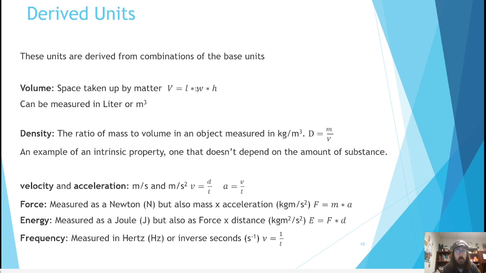Density. We don't often use density, but when we do, it's technically kilograms per meter cubed. Kilograms being the SI unit for mass, and meters cubed the SI unit for volume. From there, we can recognize the formula for density is mass over volume. Now, we'll often see this as grams per milliliter rather than kilograms per meter cubed, but technically it should be kilograms per meter cubed. Density, remember, is an example of an intrinsic property, one that doesn't depend upon the amount of the substance given. So if you have a larger volume, it's going to weigh more.